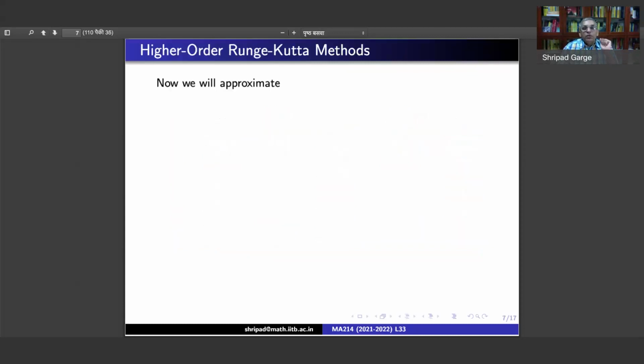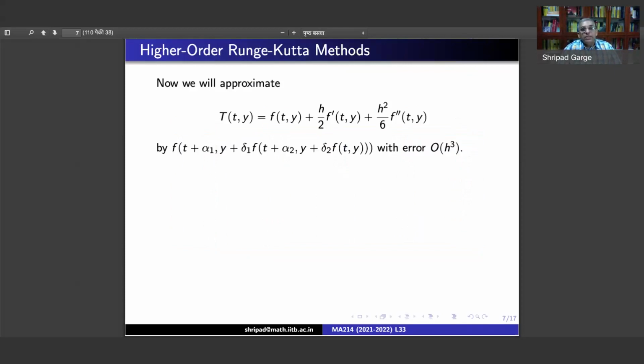So what we now do is that we try to approximate this third form of capital T by this complicated form. So here I have a 4-parameter form. Once again, I have alpha 1, delta 1, alpha 2, and delta 2. Our convention is that whenever we are putting a constant outside the function value right in the beginning, we denote it by a1, a2, and so on.